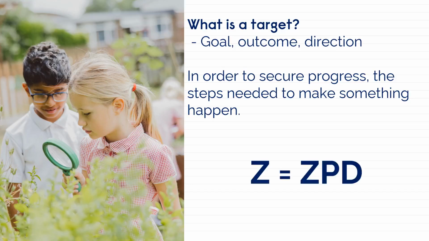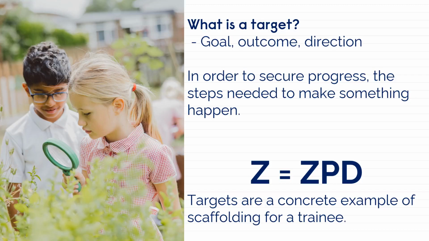And if we go back to our first principles of learning theory and think about the zone of proximal development, targets are a concrete example of scaffolding for a trainee. So the steps we have to put in as mentors and teacher trainers, thinking about where trainees are and where we want them to get to. That's the zone of proximal development that you'll be familiar with. Targets themselves are the bit in the middle. They're the bit that help us get from one step to the next. So we're going to unpack that a little bit more. But you know what a target is. It's a goal, an outcome, or a direction.